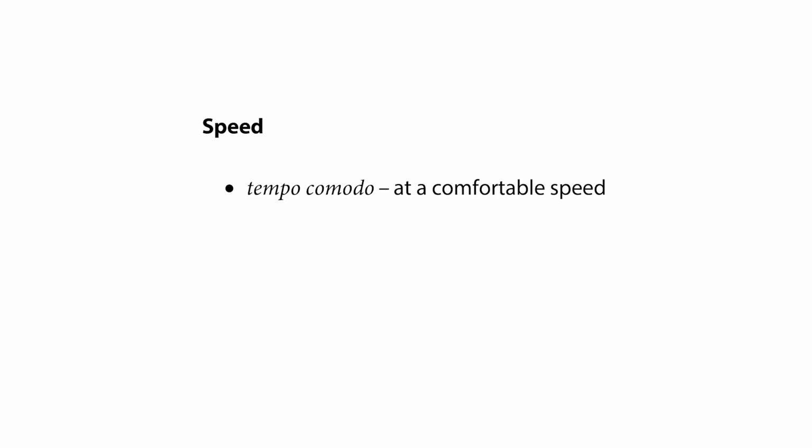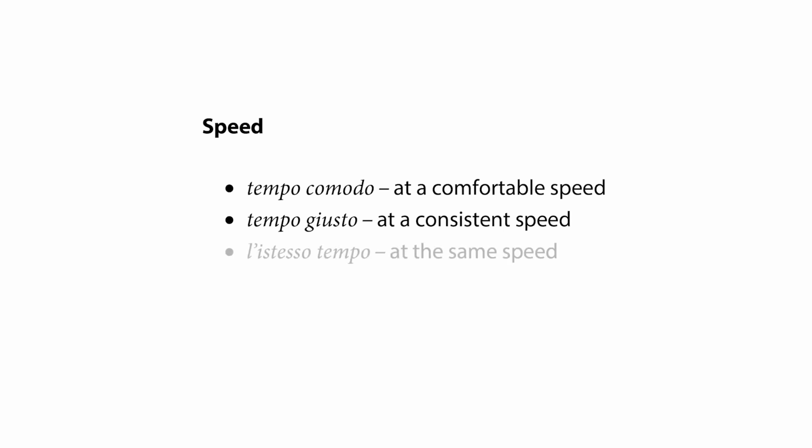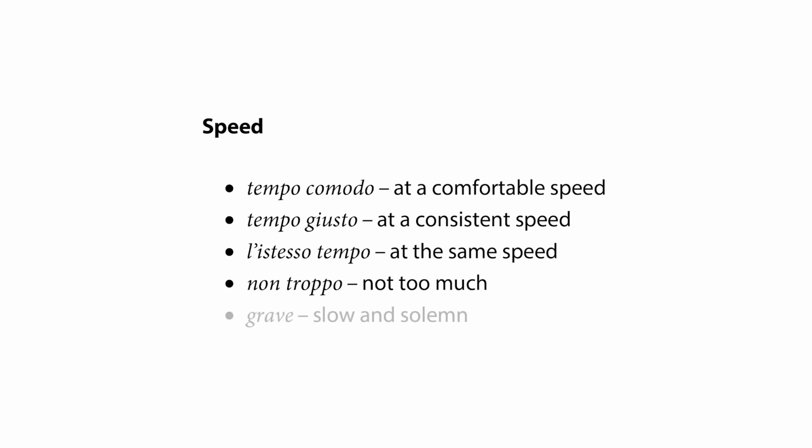Here are the new signs and terms, and their meanings and abbreviations for Grade 4 Theory. Speed. Tempo commodo, at a comfortable speed. Tempo giusto, at a consistent speed. Lo stesso tempo, at the same speed. Non troppo, not too much. Grave, slow and solemn.